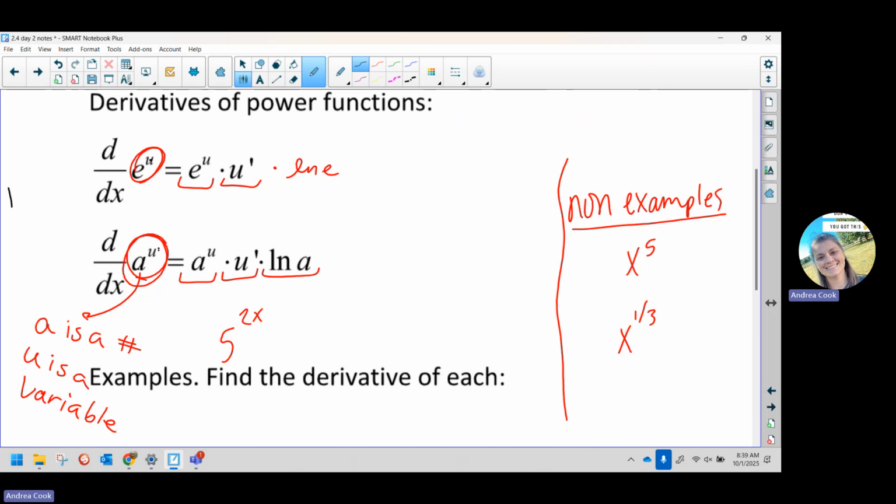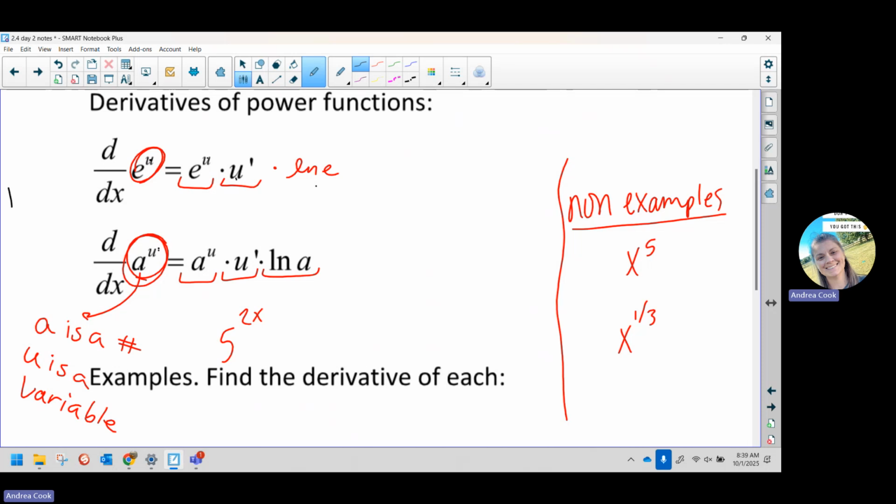Yes, question. It's kind of like the double chain. It is just like the double chain rule. That's right. Very good. So you're chaining on the derivative of the power and then chaining on a log at the end.